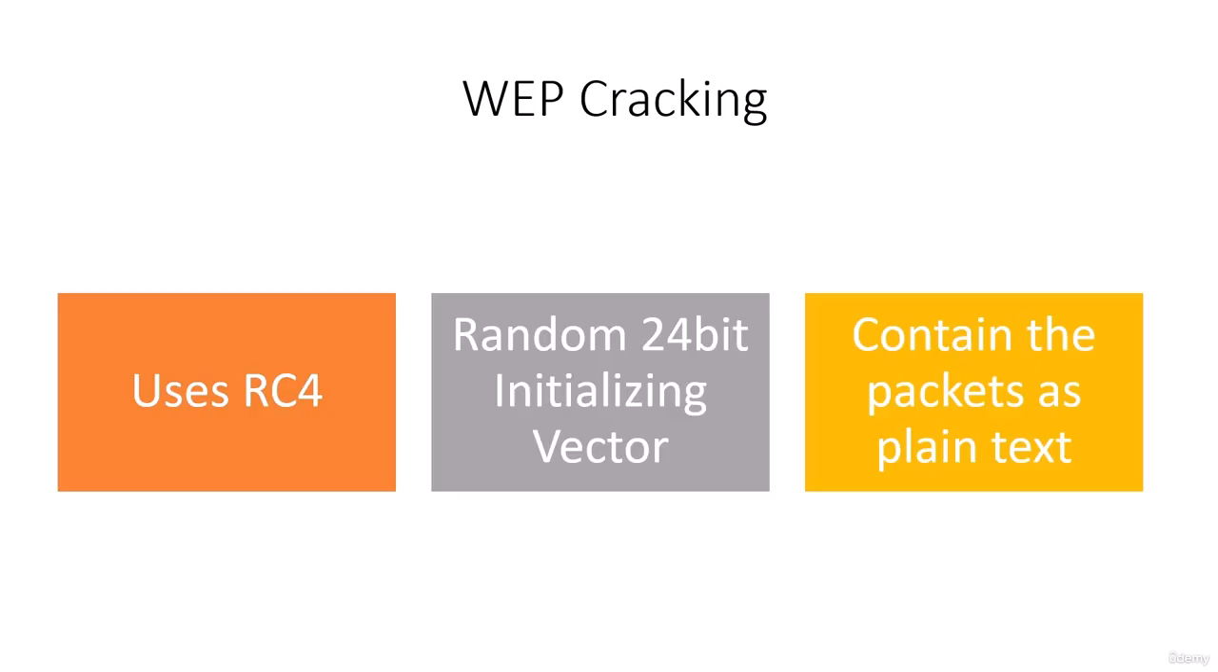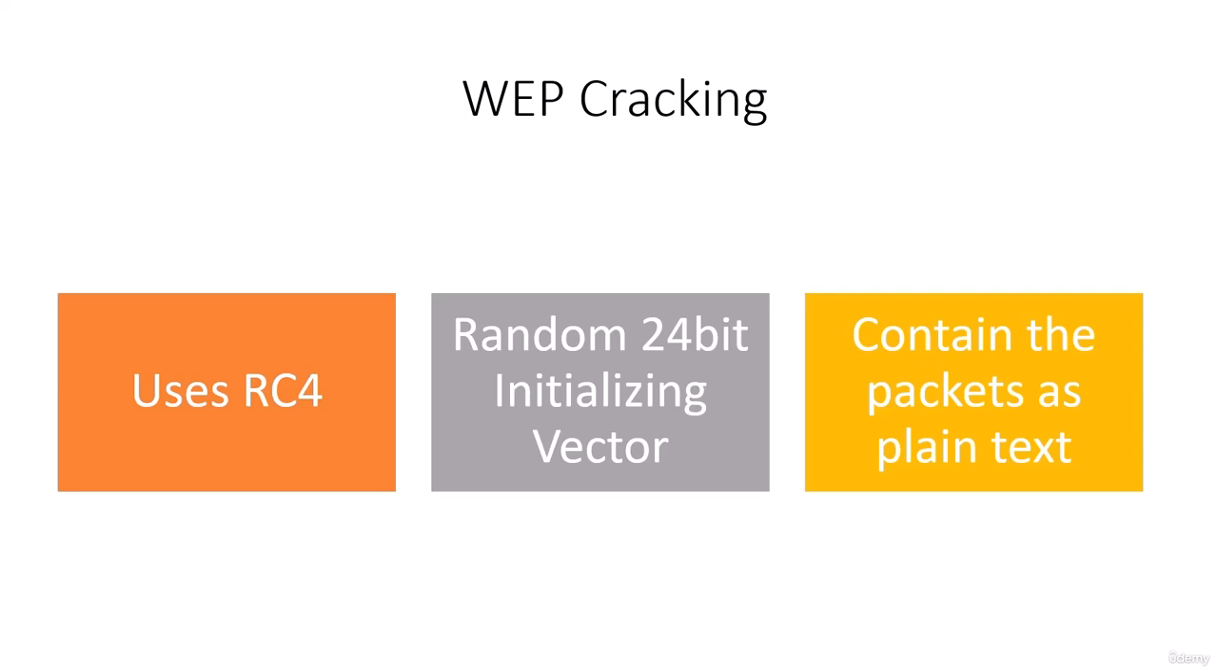Each packet sent into the air has a unique key stream, and WEP ensures that the key stream is unique using a 24-bit initialization vector. The initialization vector is a random number. It's sent in the packet as plain text, so this part is not encrypted. If you read a packet, you'll be able to read it as plain text. But the problem with this is that the IV, the initialization vector, is very short. It's just 24 bits, and it's not that long.